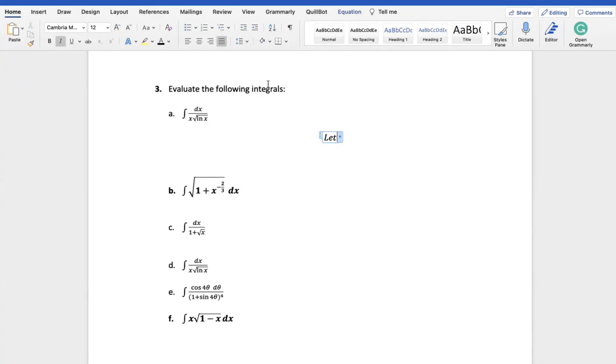A few integration problems. Can you just confirm quickly for me that you can see my screen? A thumbs up or anything would be fine. Yes. Okay.